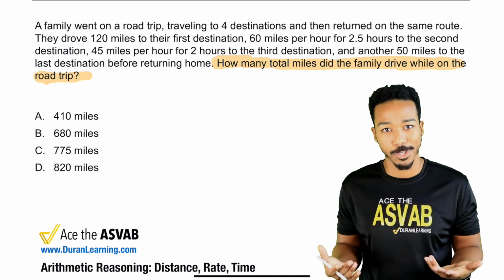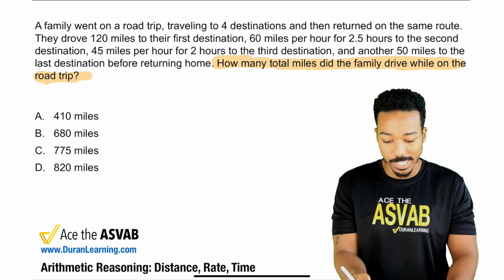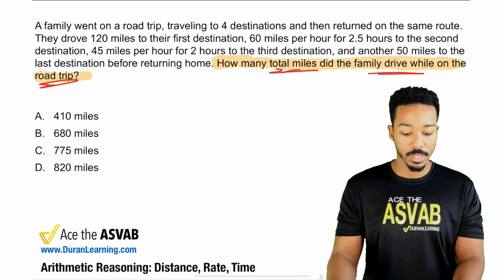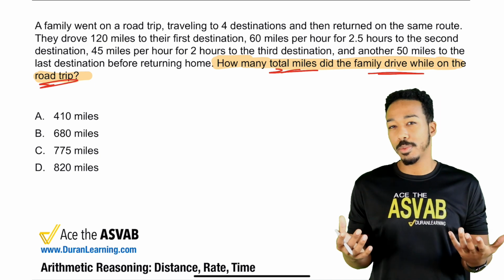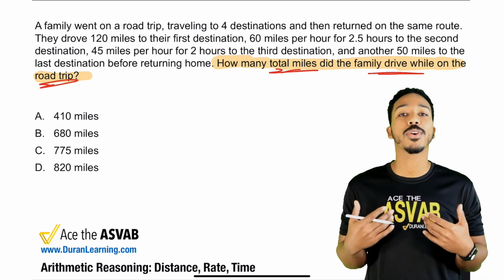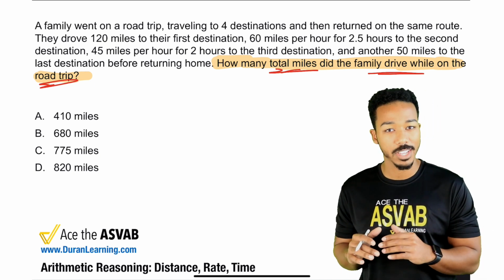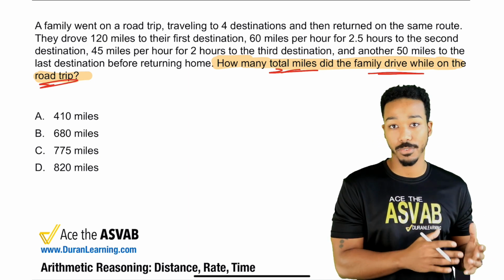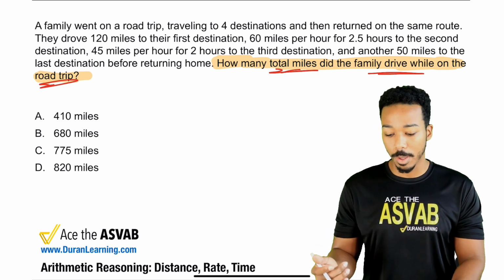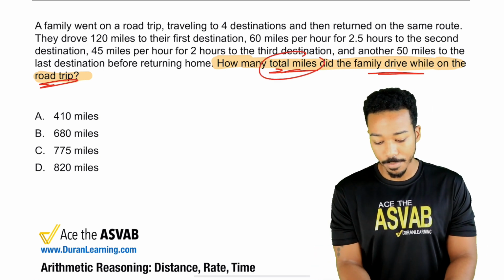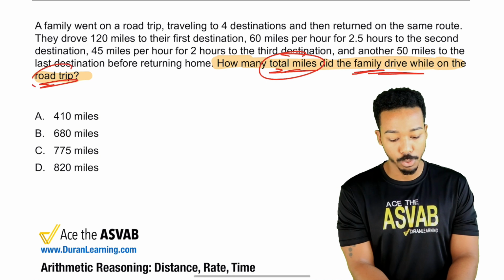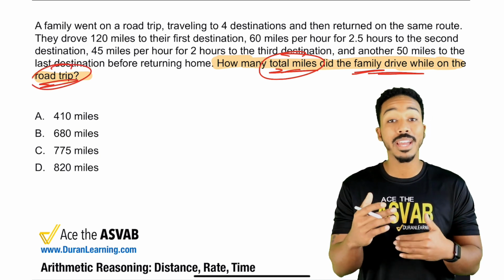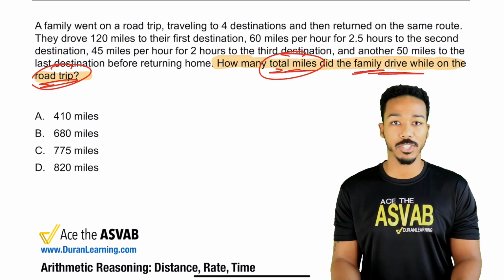So what does that lead us to though? We see that it says how many total miles did the family drive on the road trip. We're looking at that and we still may be confused, but no. The great thing about looking at the question first is that you at least know the objective and you know those key words that you're going to be looking for. And so what do I mean? Total miles, family, and road trip. Those are the key words that we want to pay attention to as we go back and review that information again.